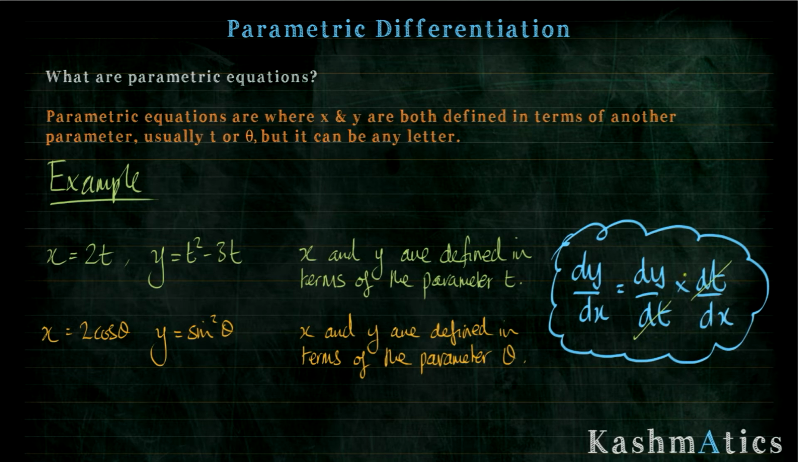The other thing to remember is when you differentiate y, you'll get dy by dt. But when you differentiate x, you'll get dx by dt. But what we've got over here is dt by dx, which is the reciprocal of dx by dt. So don't forget to turn it over when you're coming to do your multiplication. Anyway, that's that sorted. Let's do some examples.